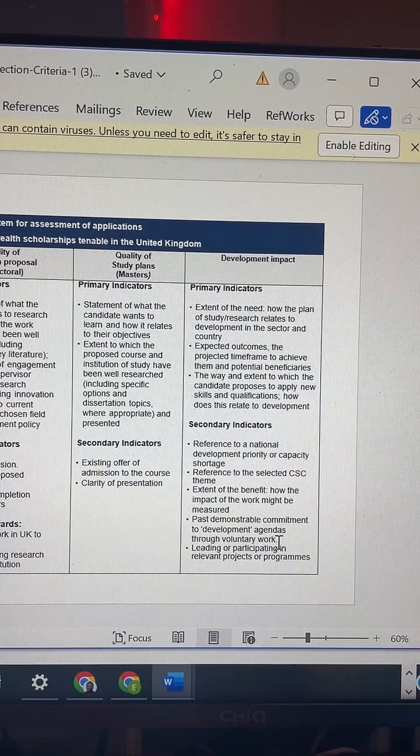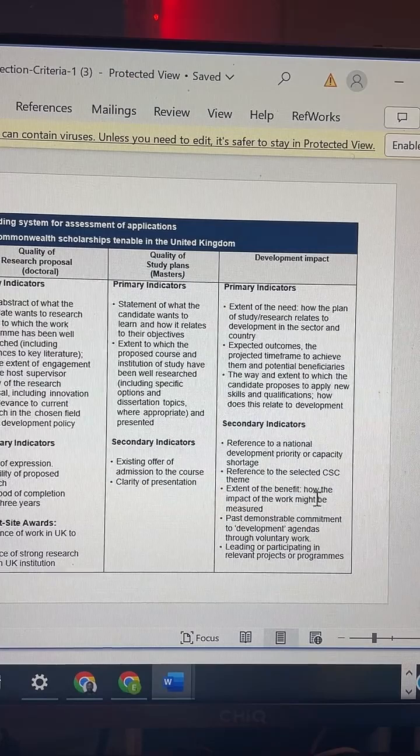And then past demonstrable commitment to development agendas through voluntary work. If you have at least initiated a community project apart from your normal workload or your work description, they would see about that to know that you're already undertaking these things. And so if they give you the scholarship, you're just going to extend what you're already doing. And so that will also push them to give you the scholarship. And then leading or participating in relevant projects or programs.